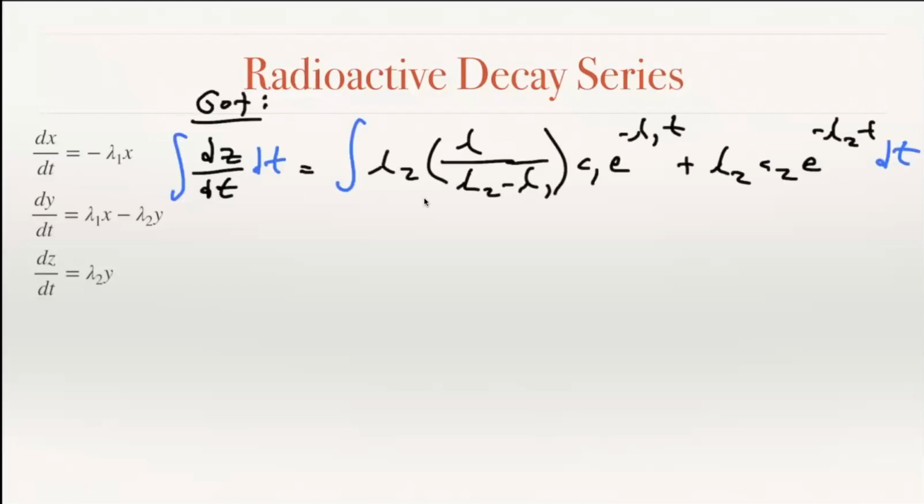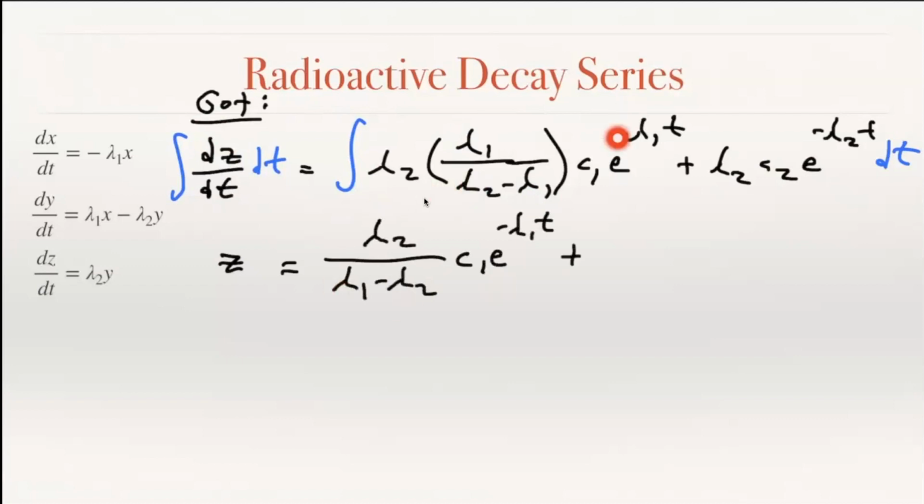And doing so, well, the integral of dz dt is just z. And the integral of this is, so the first part is this, because we divide by negative lambda 1. It cancels out that lambda 1, and the negative part swaps those two in the denominator. And over here, we divide by negative lambda 2, and that is negative c2 e to the negative lambda 2 t. And then don't forget the plus c3, a third arbitrary constant. So that's our z.